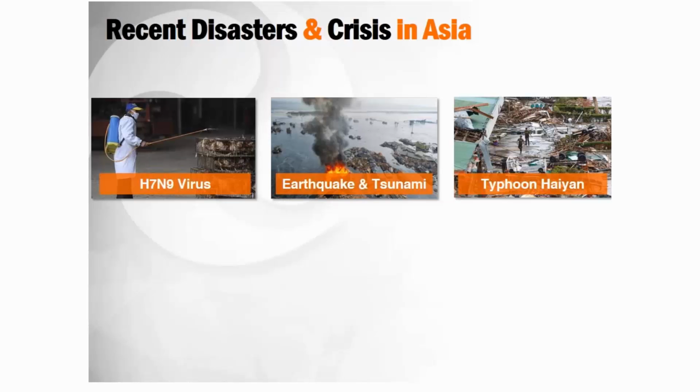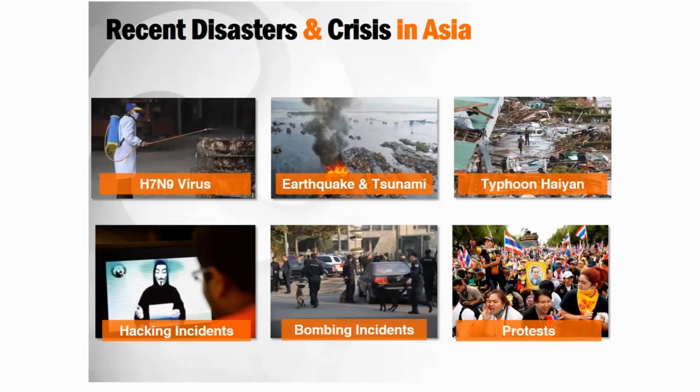In Asia there's also a lot of crisis and disaster happening here. We have our bird flu, and also the earthquake and tsunami in Japan in 2011, and Typhoon Haiyan in 2013. These are some of the disasters that have struck Asian countries hard. And recently, there's also been an increase in hacking incidents in Asia. In Singapore, we had our Prime Minister's Office website hacked. In South Korea, I think they also had corporate websites hacked before. And bombing incidents and terrorism have also increased in Asia.